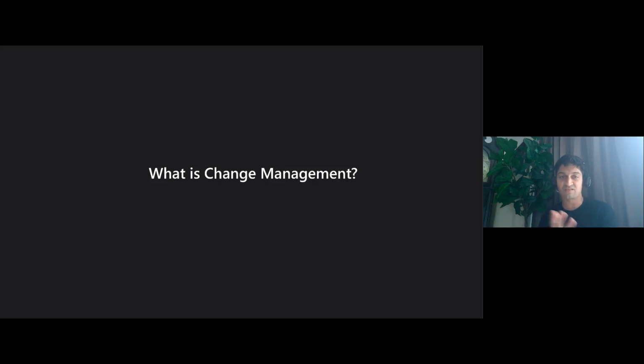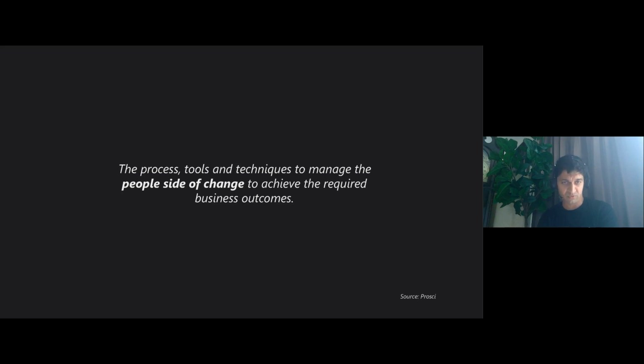So this is how we define it at Microsoft, and again, this is based on how ProSci defines it. For those who don't know, ProSci is essentially a research-based approach to change management. They've collected a ton of data globally, and we are pretty big fans of that approach at Microsoft, so we do use it a fair bit. For ProSci, it is the process, tools, and techniques to manage the people side of change. The emphasis is on people to achieve the required business outcomes.